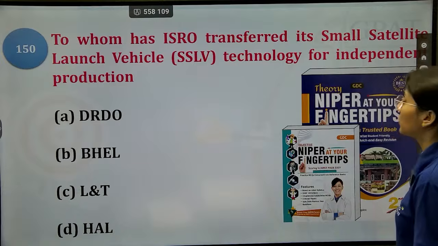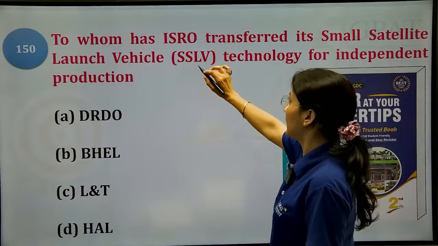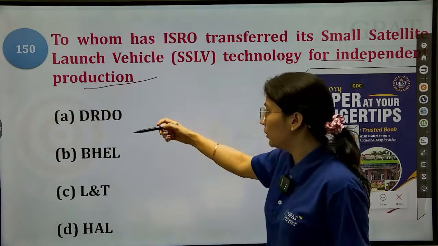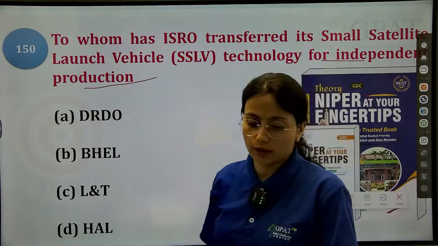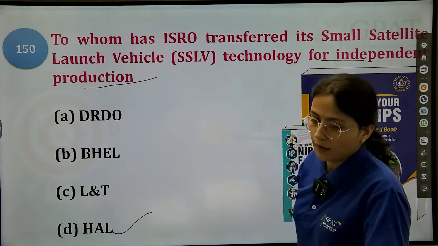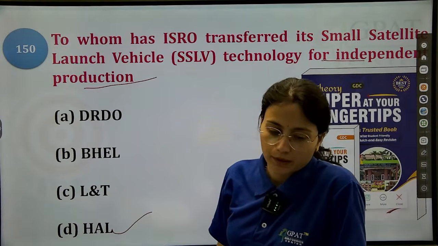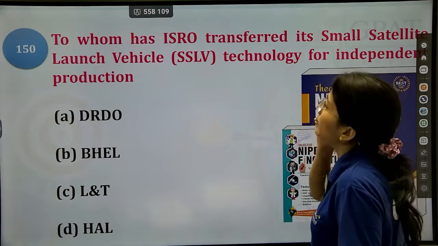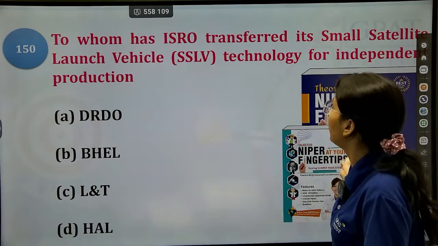To whom has ISRO transferred its Small Satellite Launch Vehicle SSLV technology for independent production? DRDO, BHEL, L&T, HAL. So the correct answer is HAL, Hindustan Aeronautics Limited.